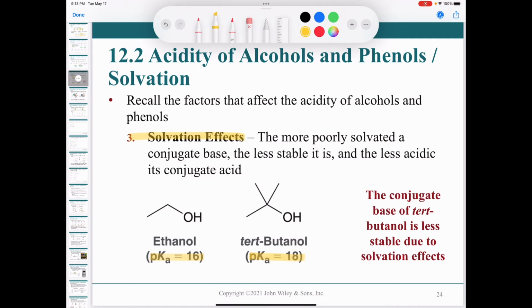If we think of ARIO, it's not because of the atom, it's not because of resonance, it's not because of induction, and it's not because of an orbital. There must be some other factor that plays a role here. Well, it's based on what's called solvation. The conjugate base of the tert-butanol is actually less stable. Let's take a look at why that is.